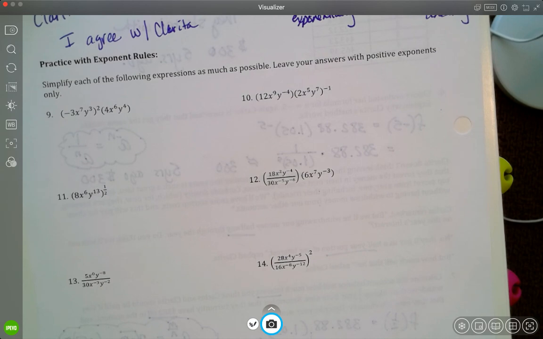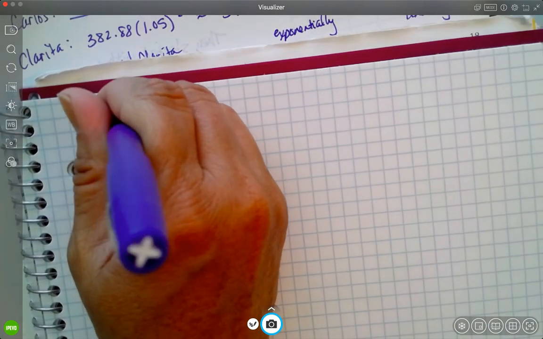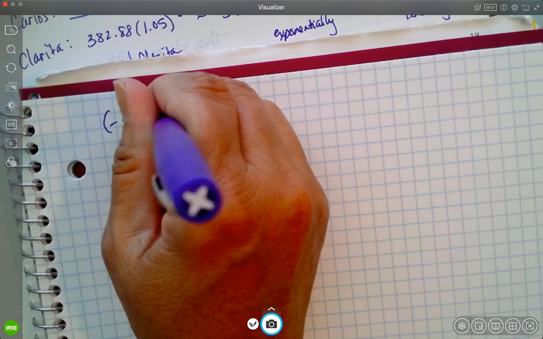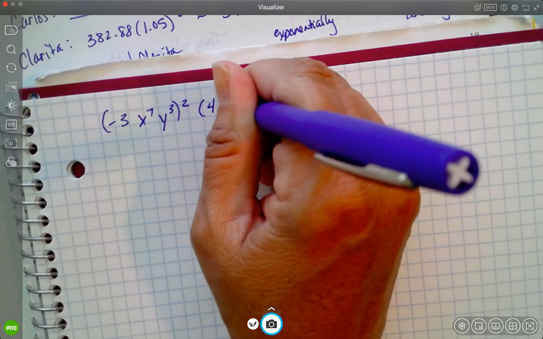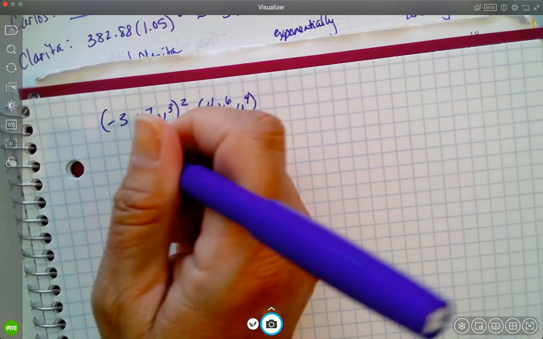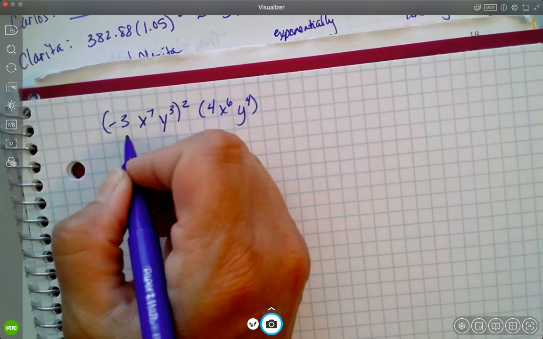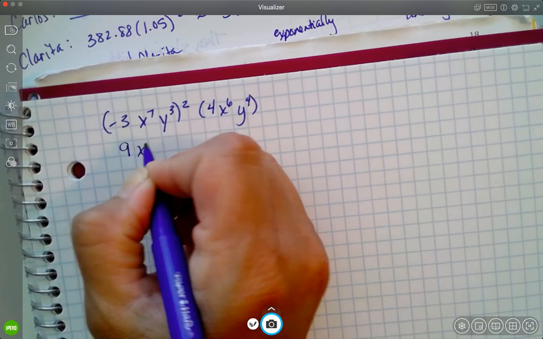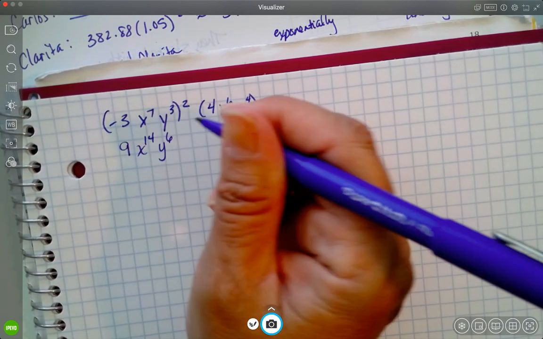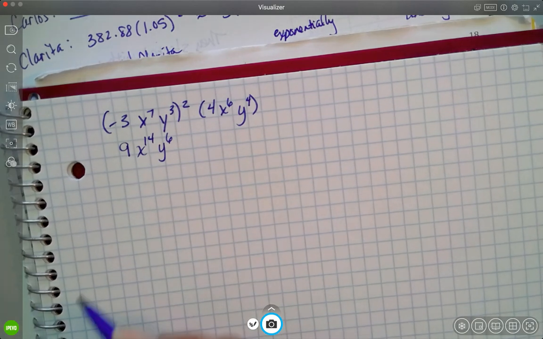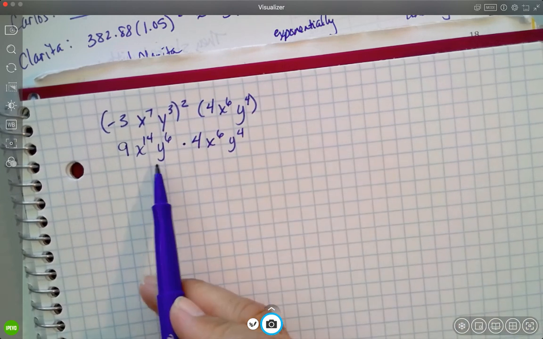Okay. All right. So our first one is negative 3, x to the 7th, y to the 3rd, squared, times 4x to the 6th, y to the 4th. This exponent needs to be distributed to everything here. So negative 3 squared is 9. This is x to the 7 times 2, 14, y to the 6th, because you multiply. And then you have times 4x to the 6th, y to the 4th. Now when you're multiplying with the same base, you add exponents.